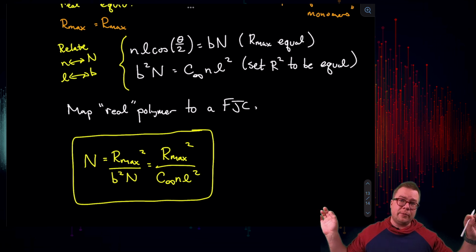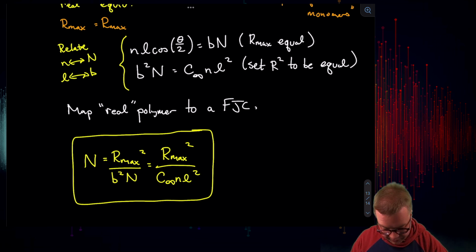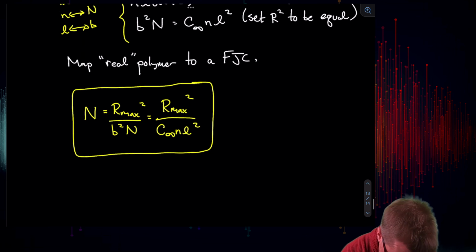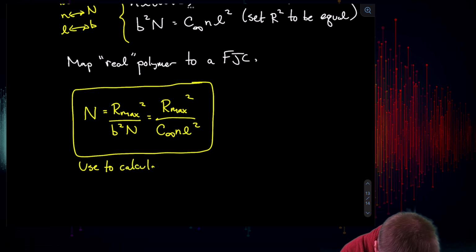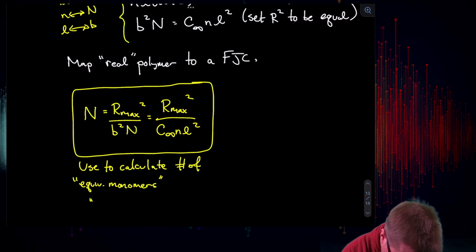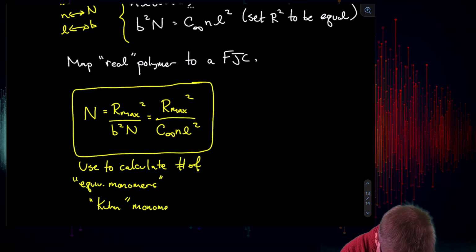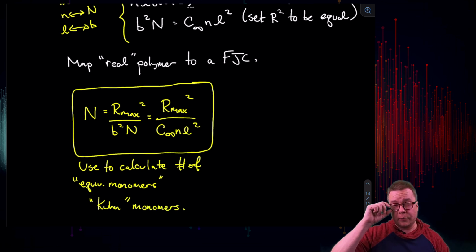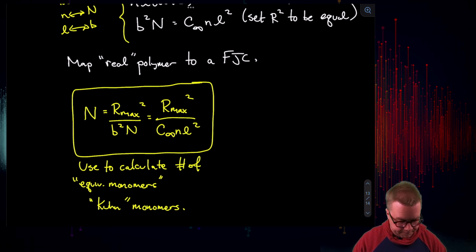Okay, so if we know the maximum length of our polymer chain and we know C infinity, then we can calculate what N is. Okay, so we can calculate the number of equivalent monomers. We call those the number of Kuhn monomers, after the scientists in the early 20th century who did a lot of work on these models.